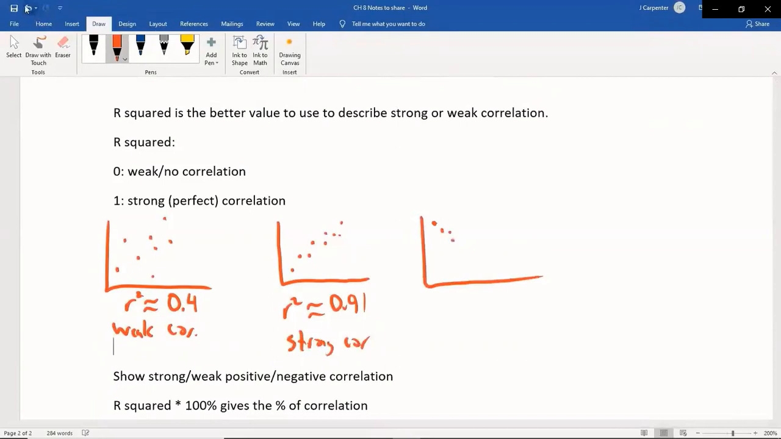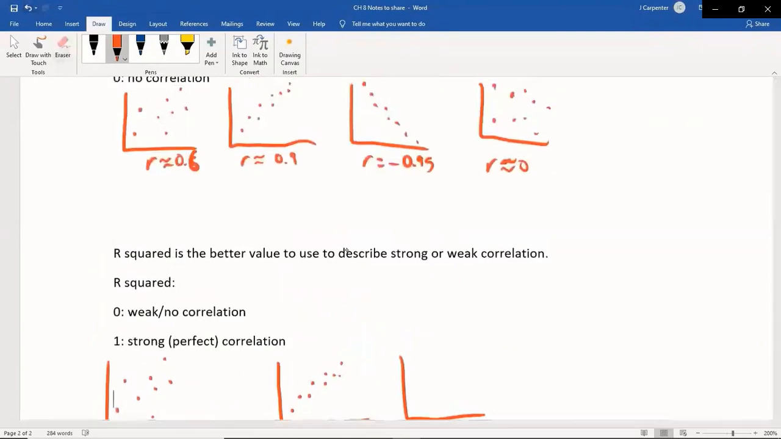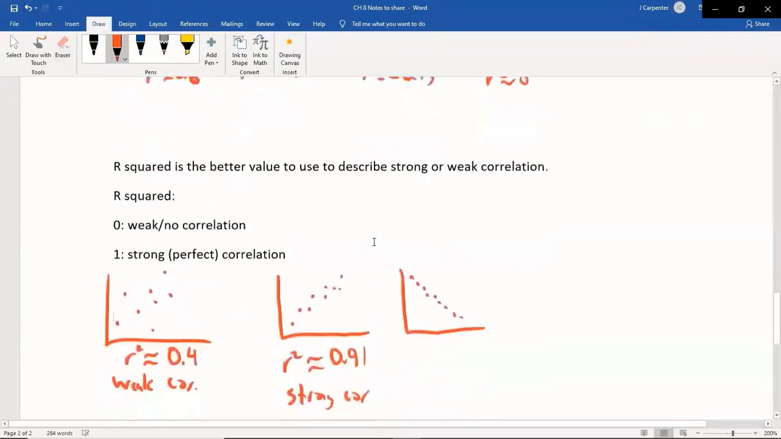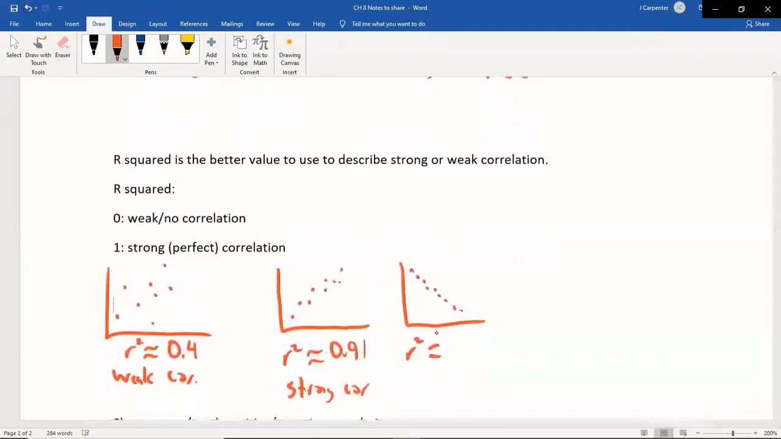The third one, I got a little ridiculous on that other axis, looked more like this. This was very tight. So that R squared is probably like 0.98, which is very strong correlation. But I can't tell that it's a negative correlation based on the R squared. I have to look at the data and say, oh, that's a negative slope. That would be negative correlation.